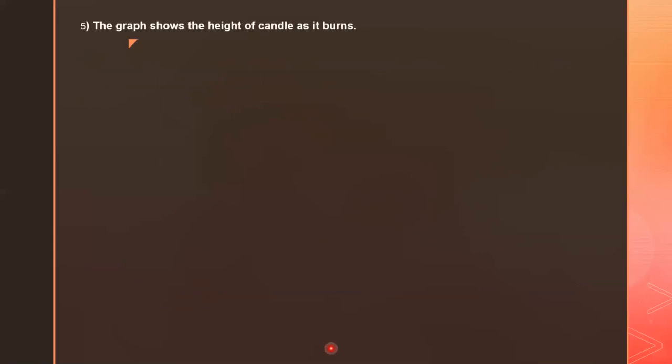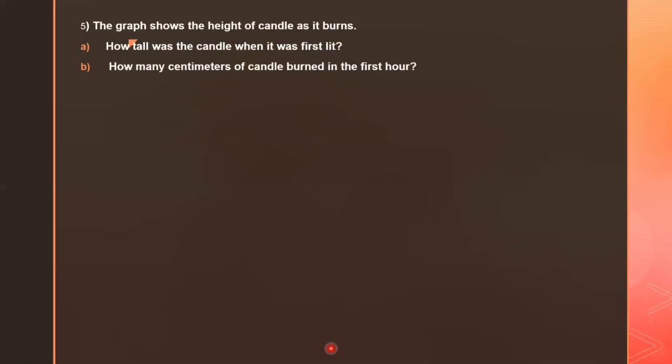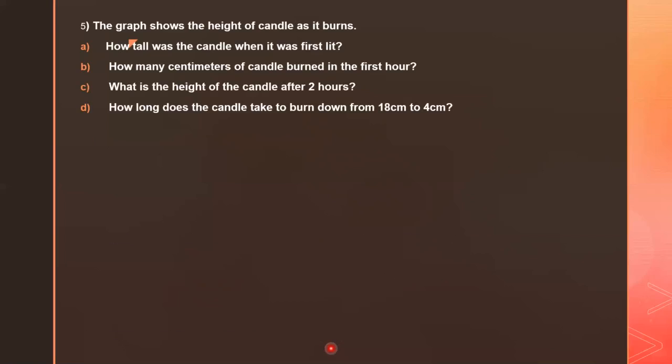The graph shows the height of a candle as it burns. A part, how tall was a candle when it was first lit? B part, how many centimeters of candle burned in the first hour? C part, what is the height of the candle after 2 hours? D part, how long does the candle take to burn down from 18 centimeter to 4 centimeter?